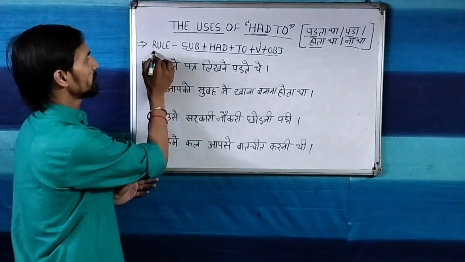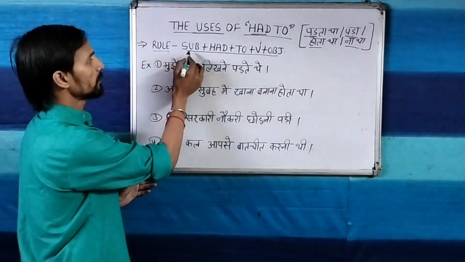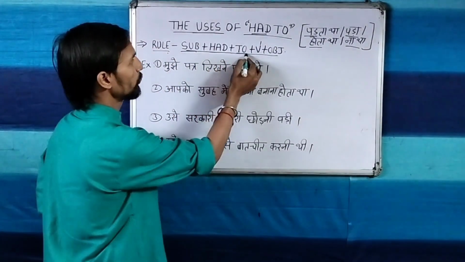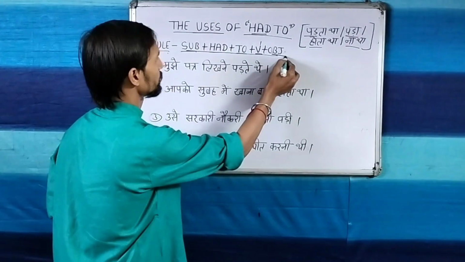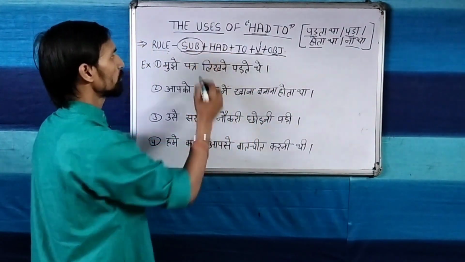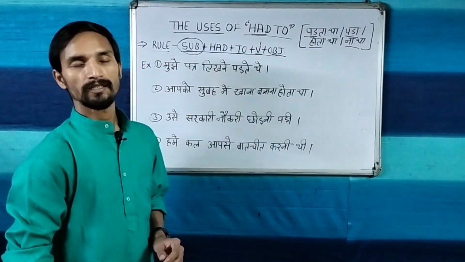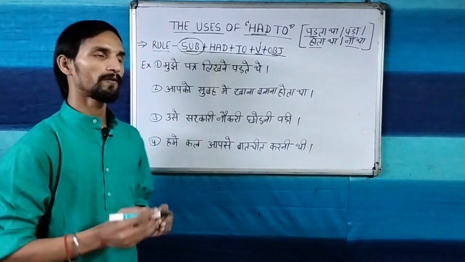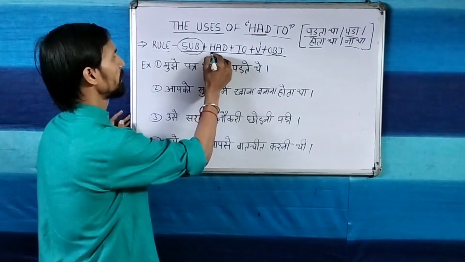Now look at its structure, like its rule. The rule: subject, after the subject had, then to, then verb first form, then object. Here the subject does not matter. Whatever kind of subject has been given, we will use only had with it.